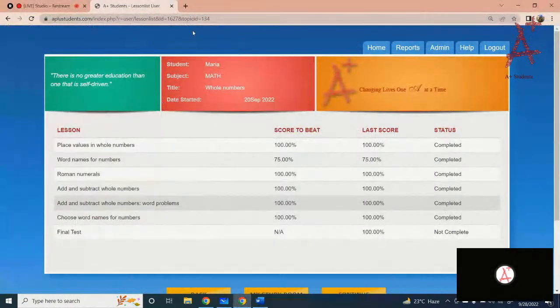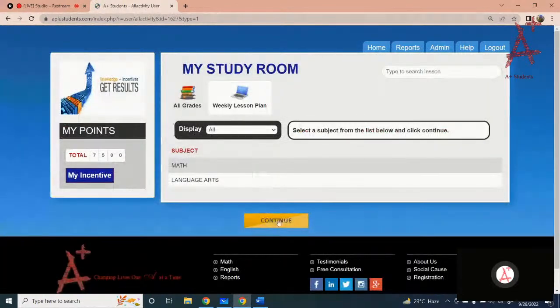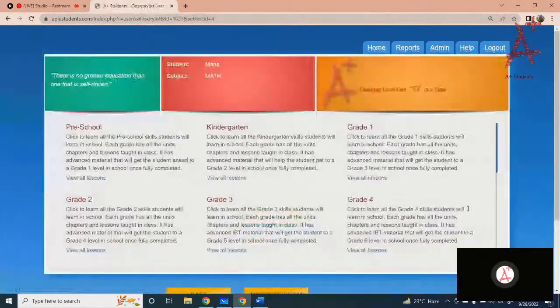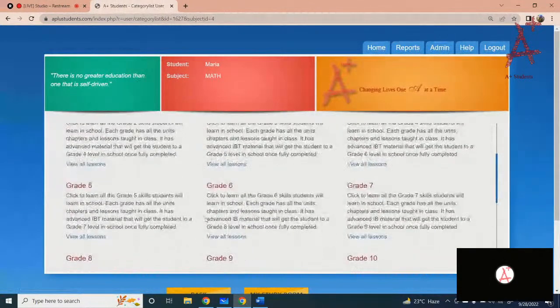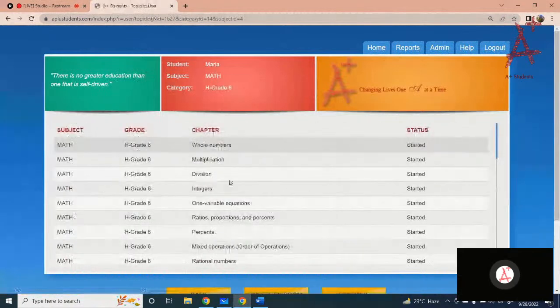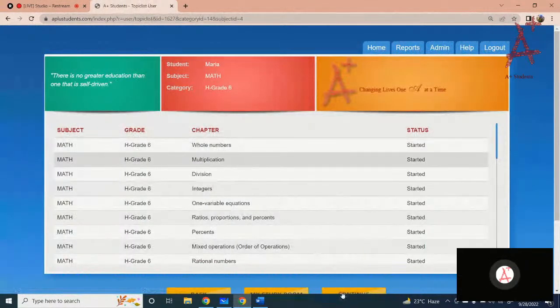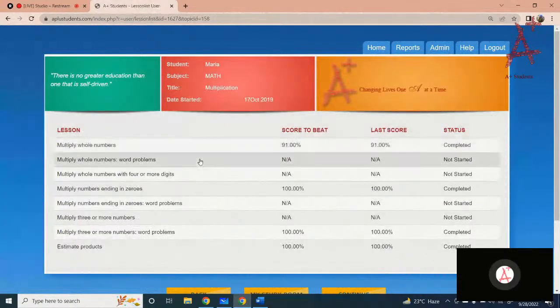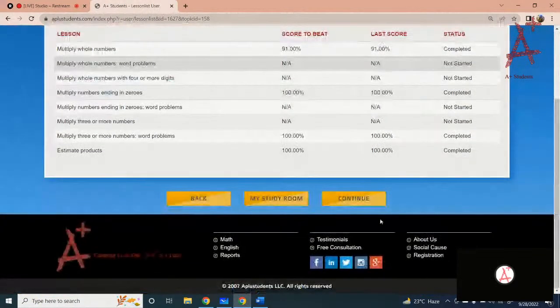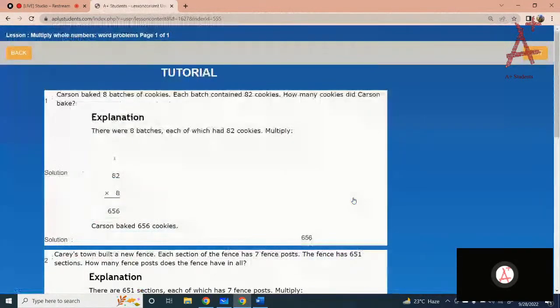Oh, okay. We have to move on to the next chapter actually, because we did these topics in earlier classes. So we have to start with grade 6 maths, view all lessons, and we are doing multiplication. The topic is multiply whole numbers word problems. Let's start with the first one.